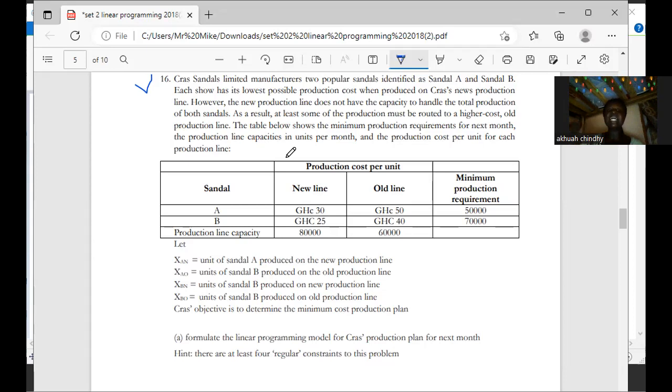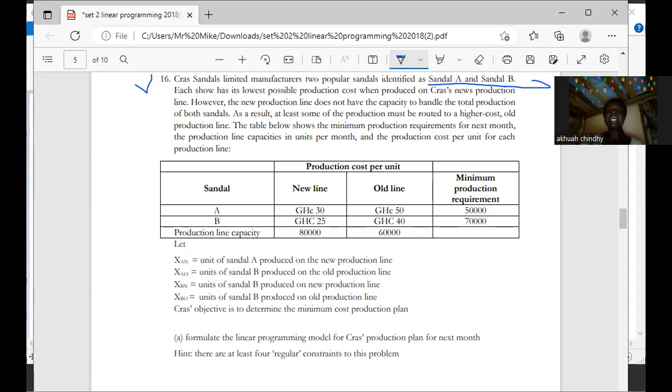So from the question, what is your decision variable? You have to know the four things under linear programming formulation: the decision variable, the objective function, the constraints, and the non-negativity. So you have to ask yourself, what are the decisions that I have to make? Decisions concerning what? In this question, you know that the decisions concern sandals A and sandals B, right? So we don't know the quantity you're supposed to produce for sandals A yet. However, we can use variables to represent.